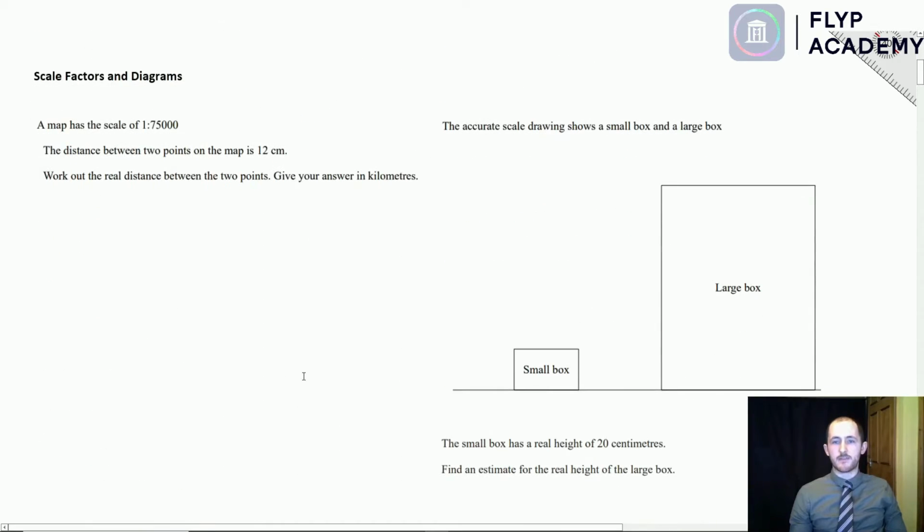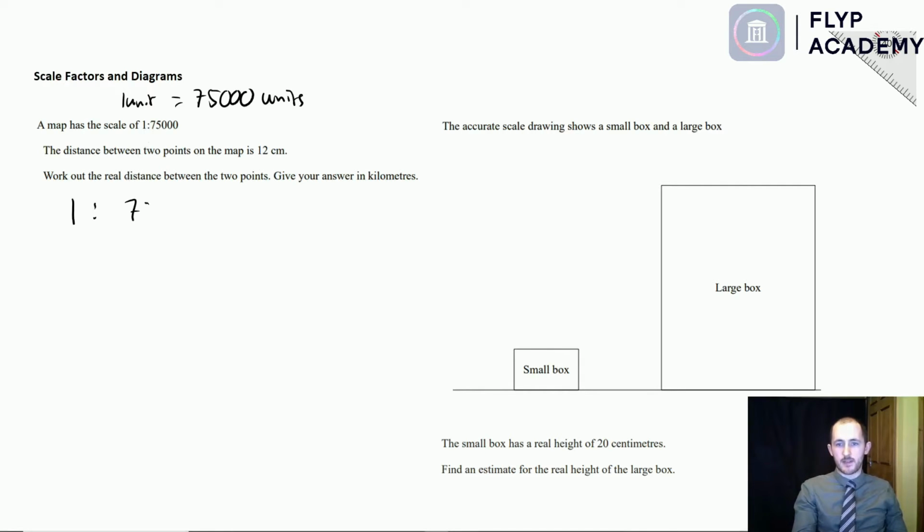Next thing we have is scale factors and diagrams. So a map has a scale of 1 to 75,000, so what that means is for every 1 unit on the map, that's equal to 75,000 units in real life. So the distance between 2 points on the map is 12 centimetres. So here we have 1 to 75,000, and then on the map it's 12, so we have to work out what it's to here. So all we do is to get from 1 to 12, we're timesing by 12. So to get from 75,000 to the answer, we're going to also times by 12.